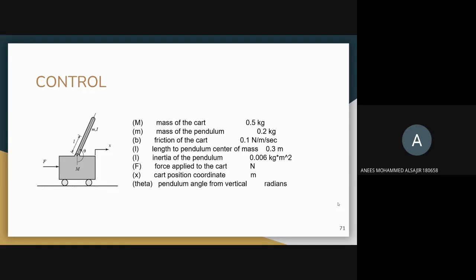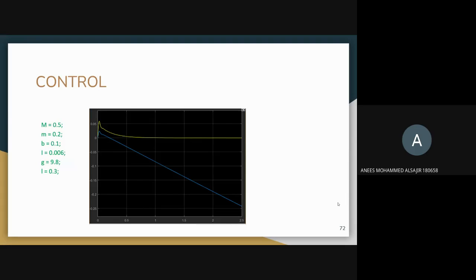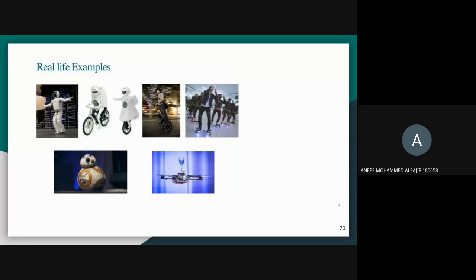So now let's move on to the control aspect. Now we are trying to control the system. So the graph obtained this time is a little different from the previous one. The overshoot is greatly reduced. Yeah, so real life examples, some of them are given here.